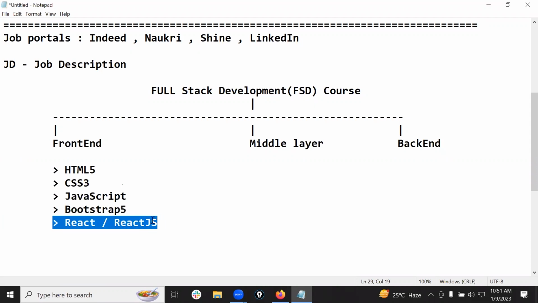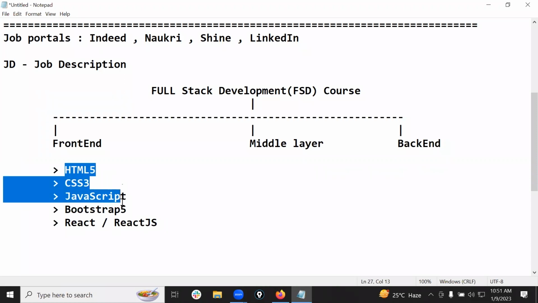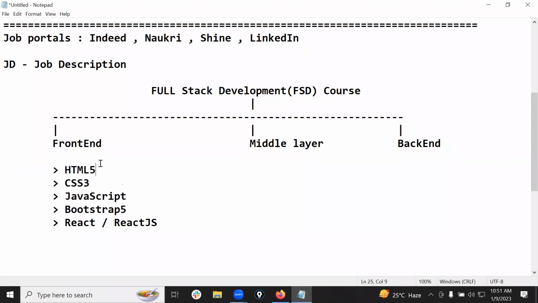And to learn this React, we need to learn HTML, CSS, JavaScript, Bootstrap. If you learn those technologies, then only you can learn React. Then these are the technologies that come under front end. Then after that, I need to go for what here? Middle layer technology. Middle layer technology is nothing but we need to learn Java.